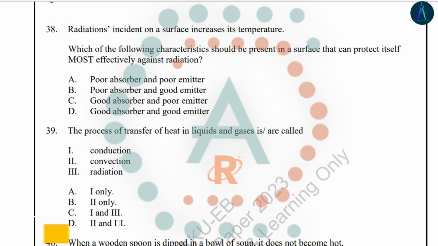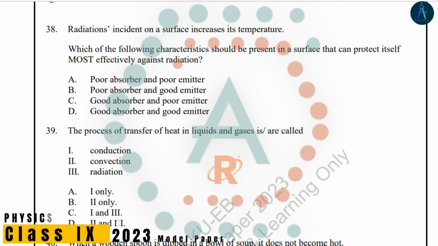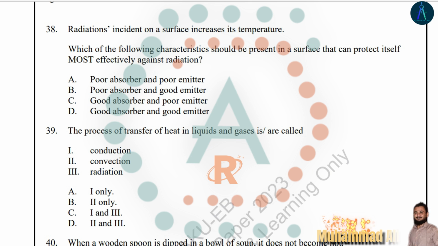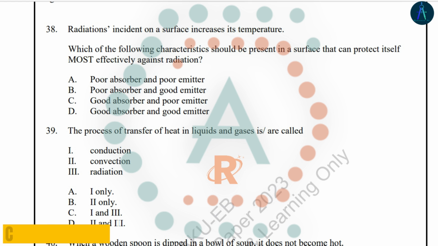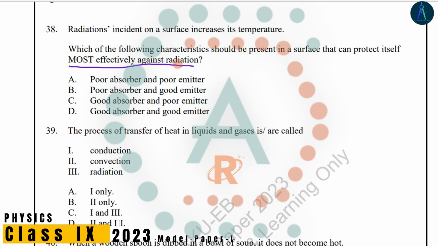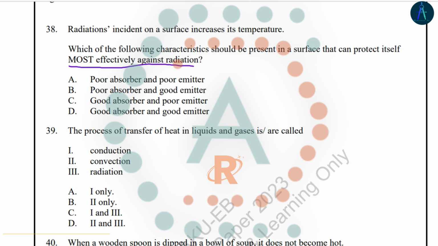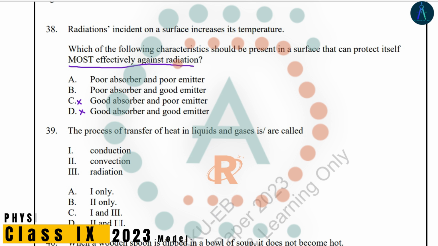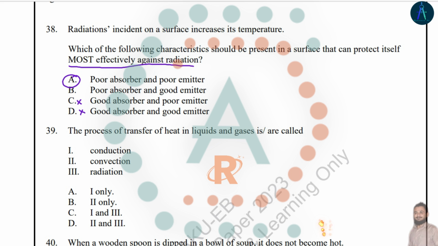Radiations incident on the surface increase with temperature. Which of the following characteristics should be present in a surface that can protect itself most effectively against the radiation? That means if it has to be more effective against the radiation, it should not absorb the radiation. So it should be a poor absorber. So these two options are incorrect. And a poor absorber is actually a poor emitter. So option A will be our right answer.